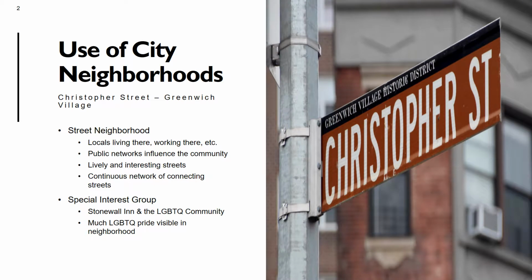So to start with, for the concept of the use of neighborhoods, I'm going to be looking at Christopher Street and Greenwich Village. So Christopher Street embodies the concept of the street neighborhood, which is made up of the people that live on a specific street with no real boundaries of where the neighborhood starts or ends. It kind of depends on who you ask. But the street neighborhood is a successful one due to the fact that it employs the public networks that are shown within Jane Jacobs' book and is a lively and interesting neighborhood to be in.